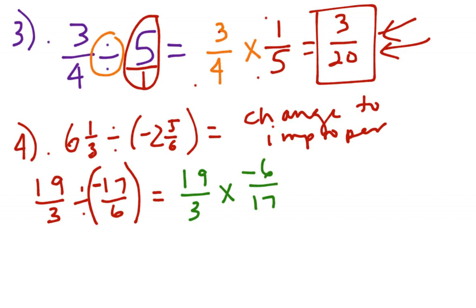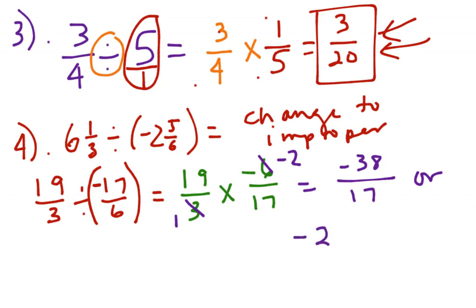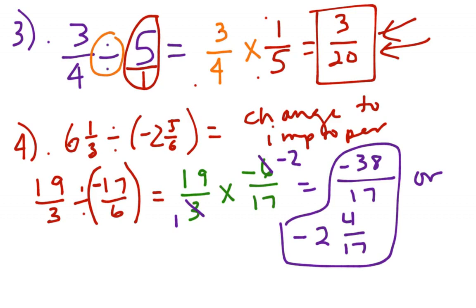And check for common factors. So 3 divided out of 3 is a 1. Negative 6 divided by 3 is negative 2. 19 and 17 don't have anything in common. Negative 38, which is 19 times negative 2, divided by 17. Or I can write that as a mixed number. I think that's negative 2, which would be 34. And then that would leave me with 4/17. That's a 4, not a 9. So either number is fine.